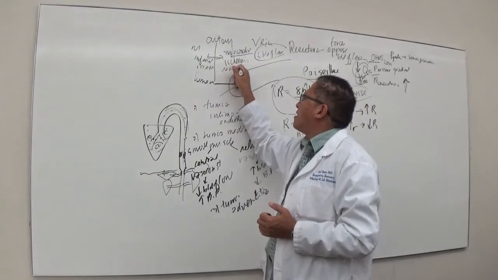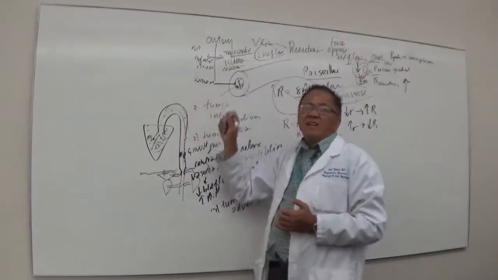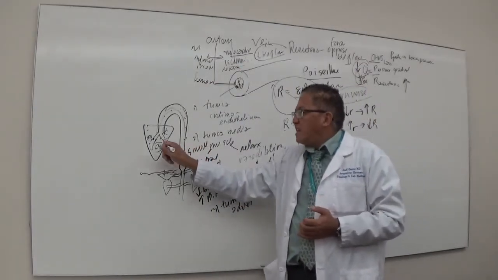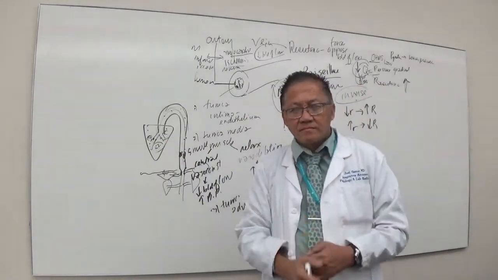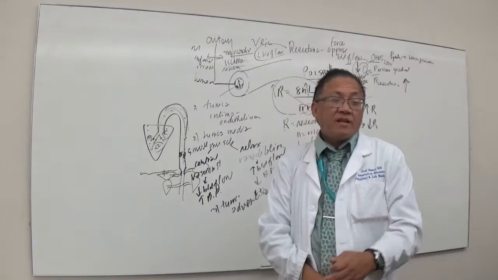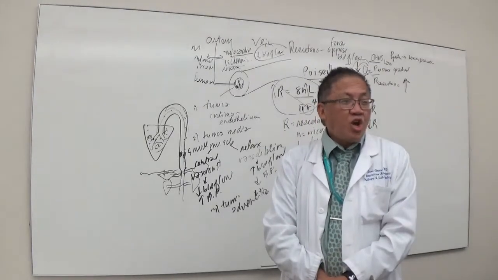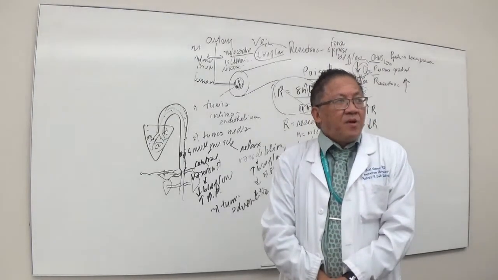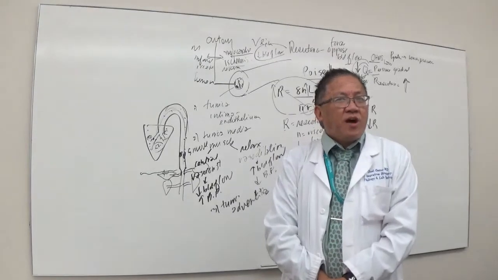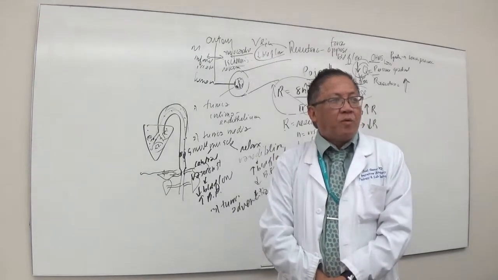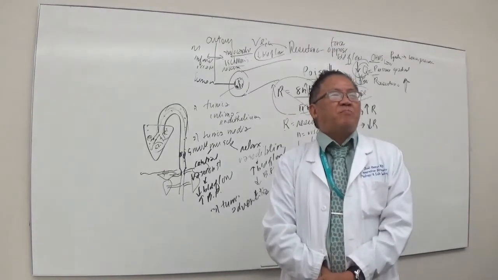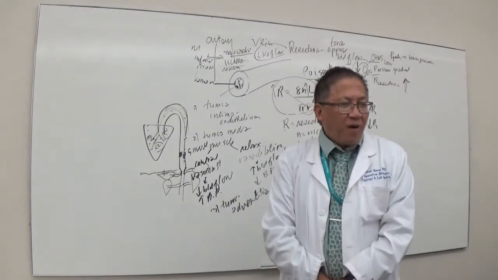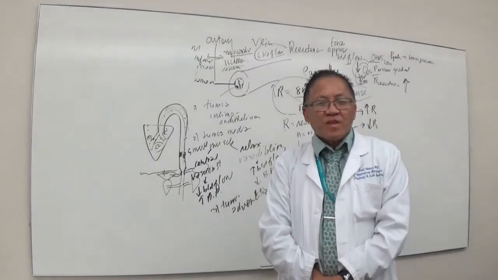I'll tell you why. In here, the presence of the fat deposit, did it obstruct the flow of blood? It obstructs, but not fully. The presence of fat deposit in the coronary artery, did it obstruct the flow of blood? Yes or no? Yes. What kind of obstruction? Partial.